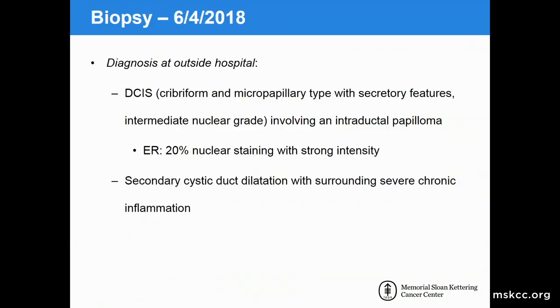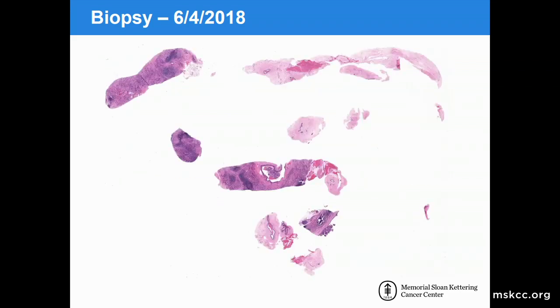So a biopsy was performed at an outside hospital, and the diagnosis at the outside hospital was ductal carcinoma in situ, cribriform and micropapillary types with secretory features, intermediate nuclear grade, involving an intraductal papilloma. In the report, they mentioned that ER showed 20% nuclear staining with strong intensity, and they also commented that there was secondary cystic duct dilatation with surrounding severe chronic inflammation. So the patient then presented to a surgeon at our hospital, and her outside slides were submitted for review.